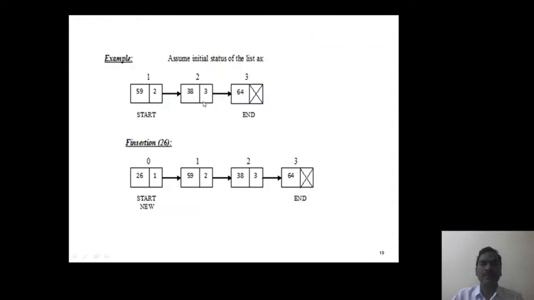Here observe this example. This one is the initial status of the single linked list. Here we are applying the front insertion operation. Hence, a new node is inserted at the front position of the list. So after performing these operations, now the list becomes 26, 59, 38 and 64.